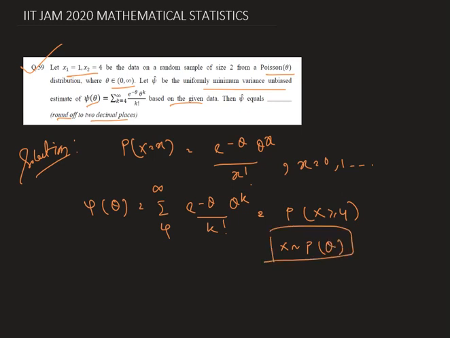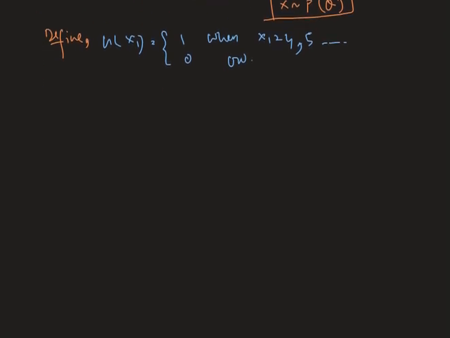Now define one function h(x1), which is 1 when x1 is 4 to infinity, and 0 otherwise. Therefore the expected value of h(x1) is nothing but the probability of x1 greater than or equal to 4, or psi theta.